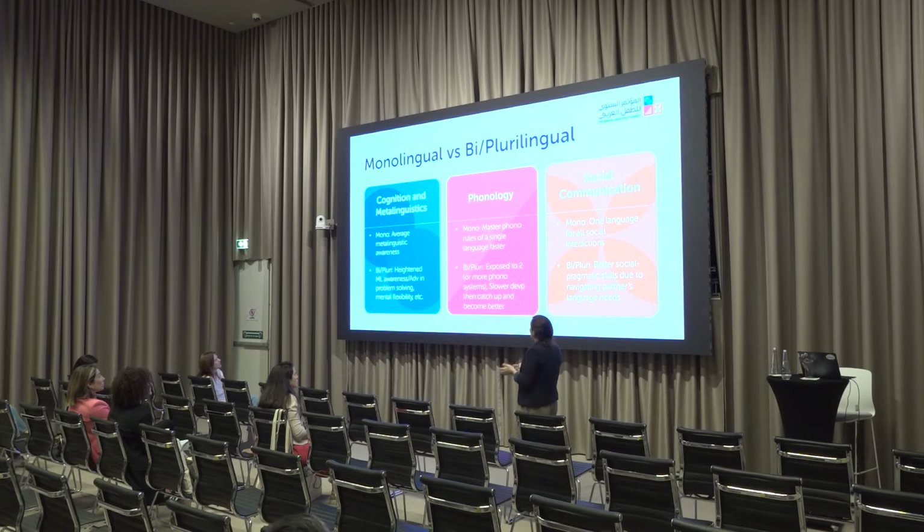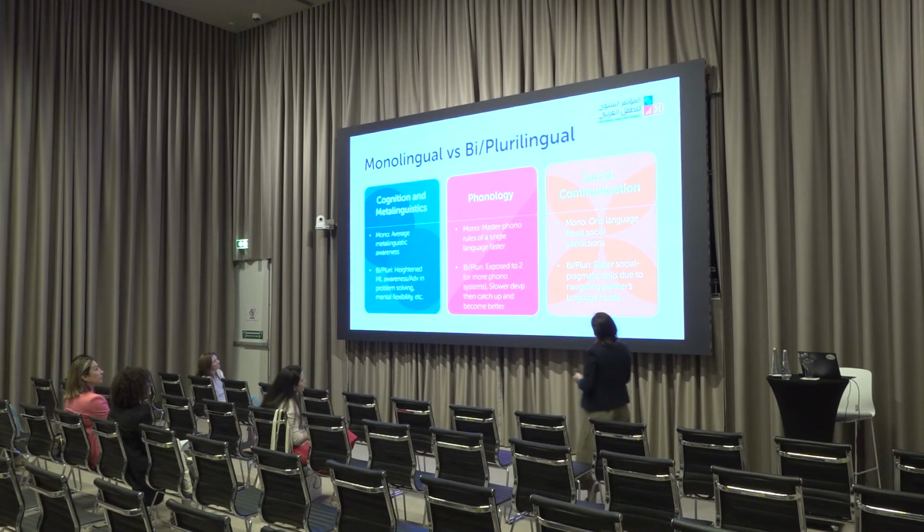Phonological skills: monolingual kids usually master the phonological rules of a single language faster than bilingual kids. However, bilingual kids are exposed to at least two languages and they have two phonological systems. When we're talking about the English phonological system versus the Arabic phonological system, for example, the development is slower, but then they can catch up and actually become better. Phonology is the sounds, basically, not the words.